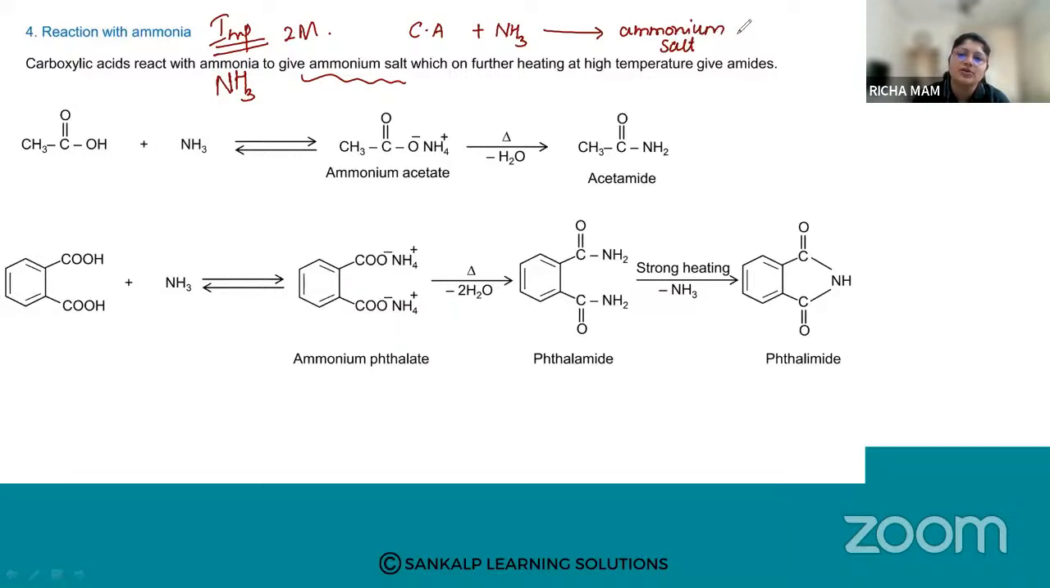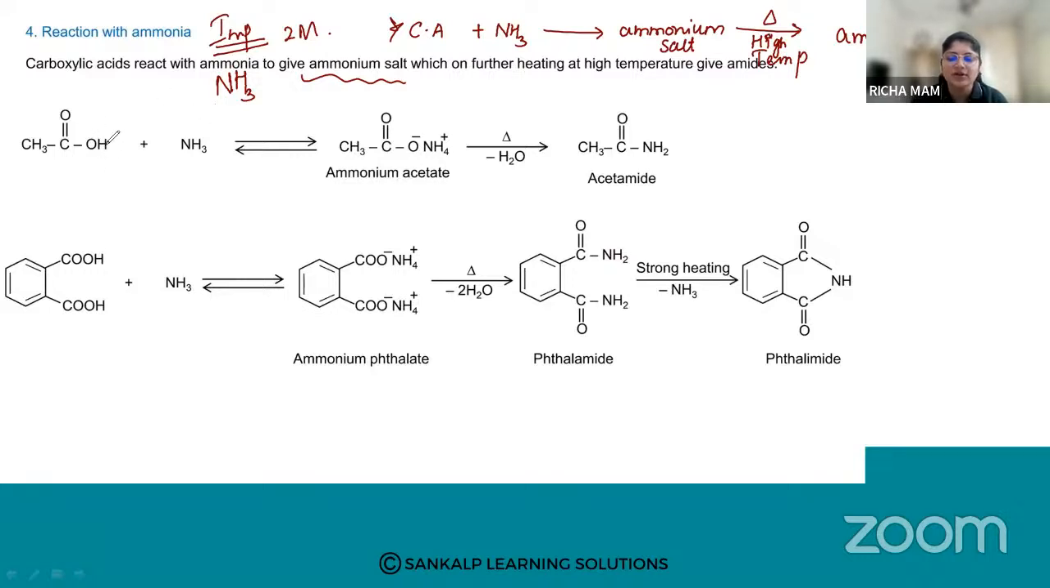This ammonium salt, we are going to heat it at high temperature, and what we are going to get? Amides. So remember this: carboxylic acid, when treated with ammonia, gives you ammonium salt. When you heat it at high temperature, you get amides.